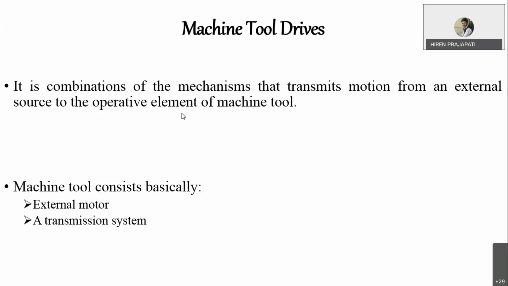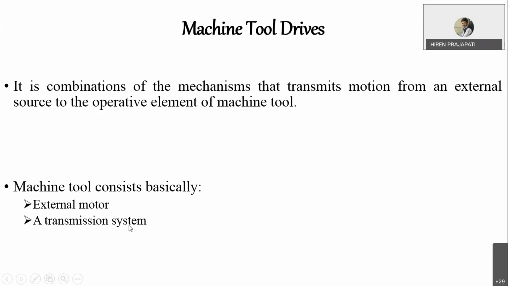So a machine tool consists basically of two drives. One is the external motor and the second is a transmission system. Because if you see in each and every machine, your prime mover is generally a motor, an electric motor, right? So the motor is the main source. Now from that motor, you need to transmit different motions to different operative elements of the machine tool. That is done by the transmission system.